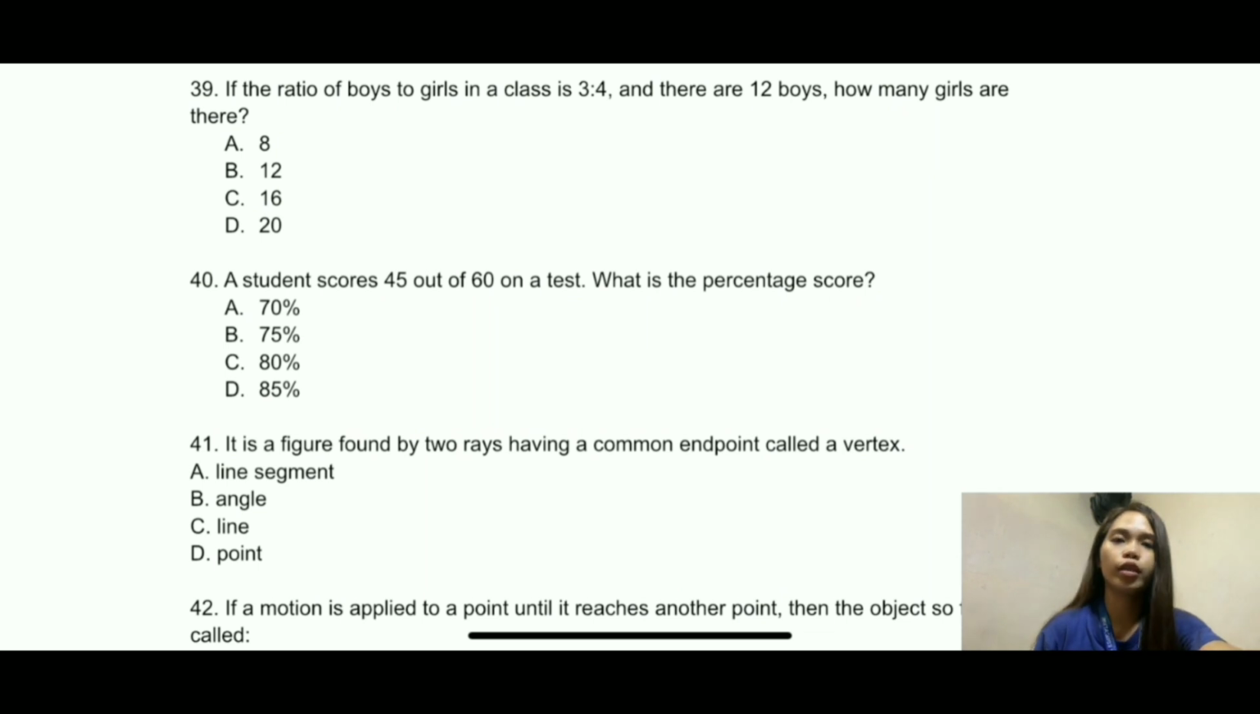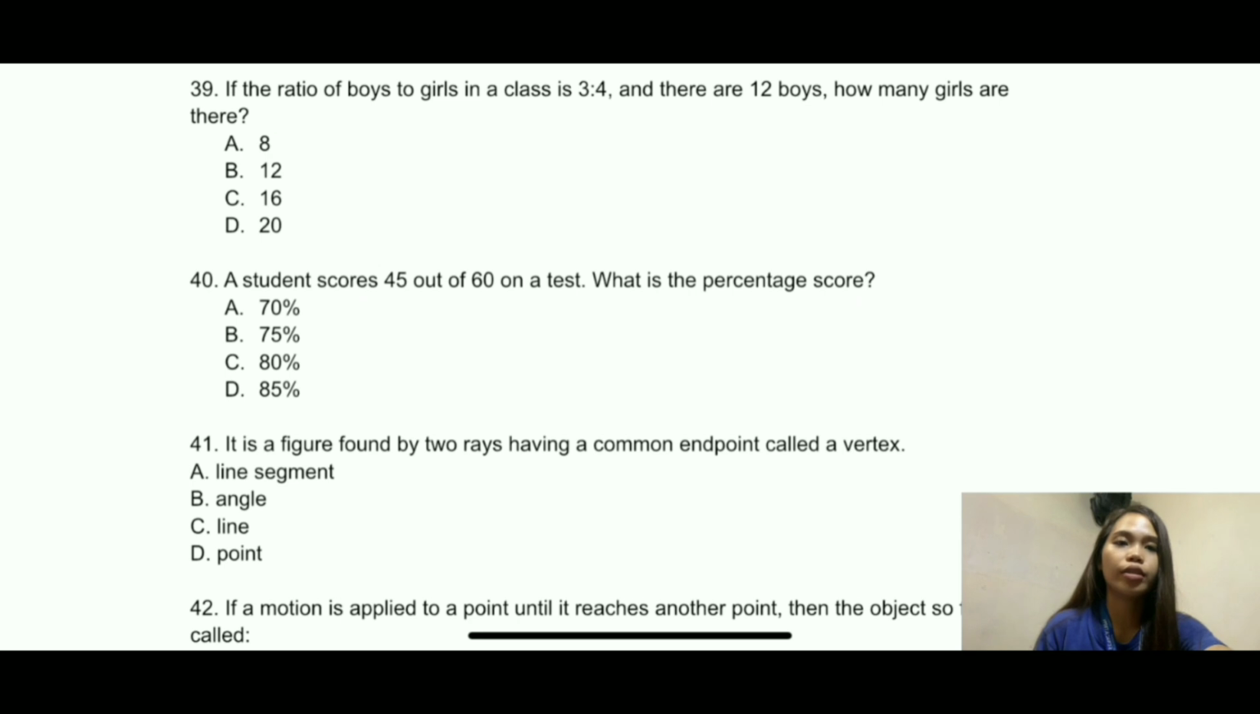And for number 40, a student scores 45 out of 60. What is the percentage score? Letter A, 70%. Letter B, 75%. Letter C, 80%. And letter D, 85%. So the answer for this is letter B, which is 75%.